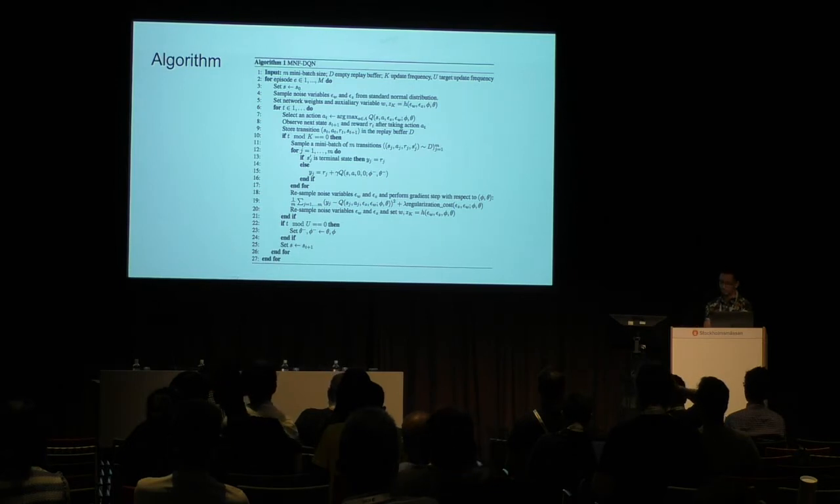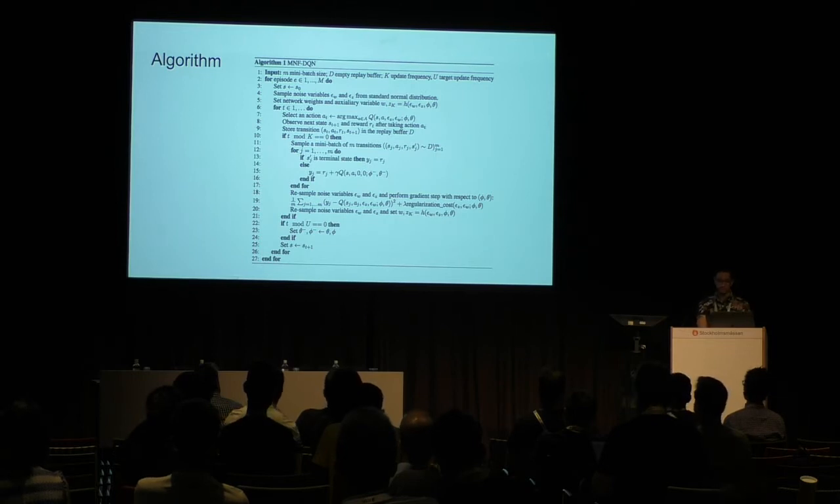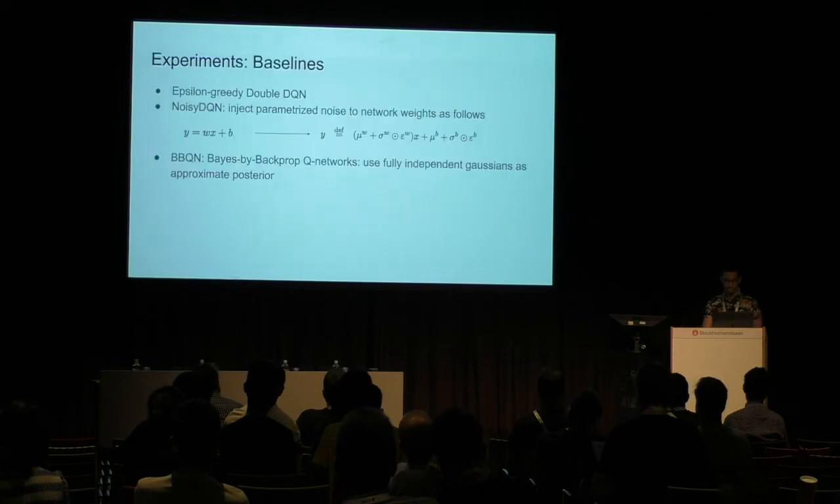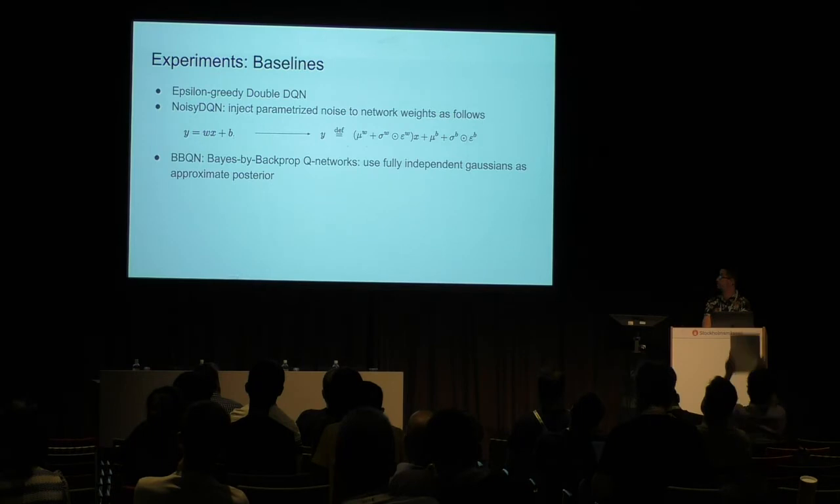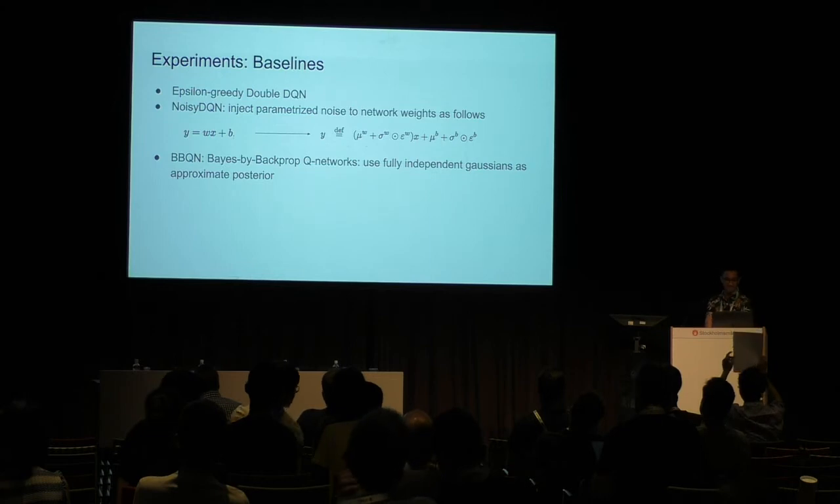So the first term, which is the log likelihood, corresponds to the TD error. So it's the usual loss of DQN plus a regularization term, which is basically an upper bound of the KL divergence. And then we resample new noises. For the experiments, we have 3 baselines: epsilon greedy, noisy DQN, and Bayesian DQN.